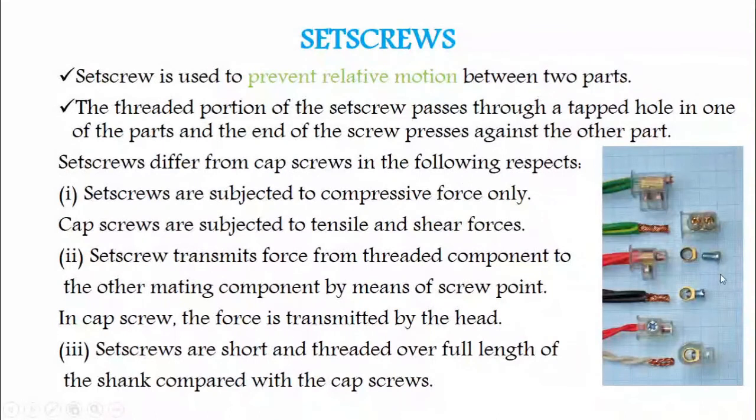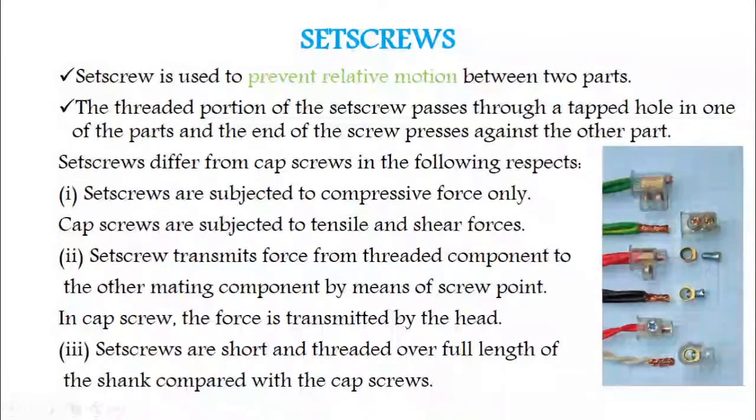Okay, let's say the set screw passes through the tapped hole in one part. The end of the set screw presses against the other part. Here, the other part is this wire. So it will arrest the relative motion between this part 1 and this part 2.